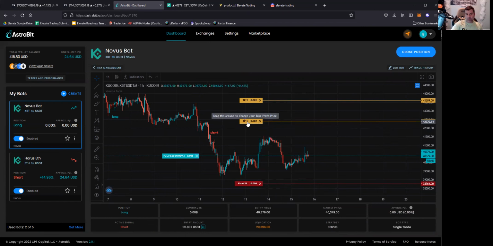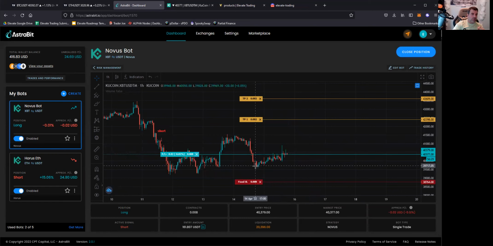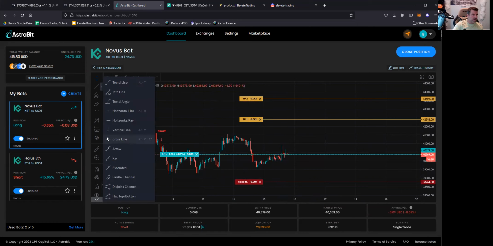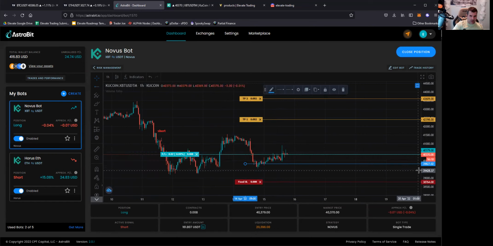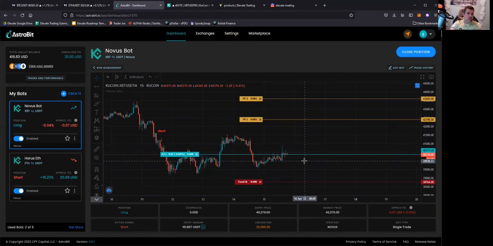Now, the neat thing about this is, if you remember earlier, I said you don't need to log into your exchange to change your settings. Everything that I need to do, even for risk management, I can do right here from the Astrobit account. Very simple. If I don't want to guess what price I want to move my stop loss to, I don't have to draw a line and say, okay, that price is 39,827, and then go into the exchange and manually change that. You don't have to do that.